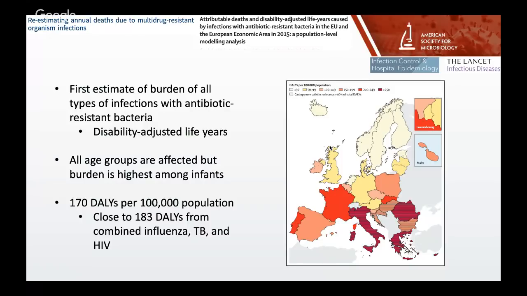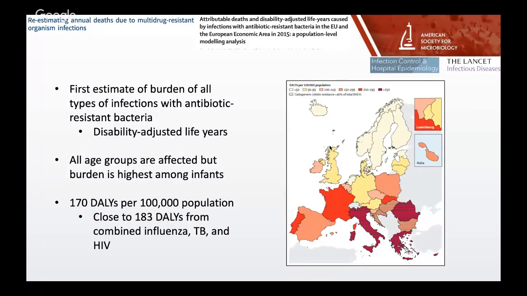But across Europe, all age groups are affected. So this is not something that only happens among elderly or not only among certain immunocompromised people. They did find that the burden of these disability adjusted life years was highest among infants. Infants don't have a fully developed immune system. One could imagine that trying to find the correct antibiotic to treat an infection, should the organism be resistant, might have a worse outcome with somebody who has an undeveloped immune system.